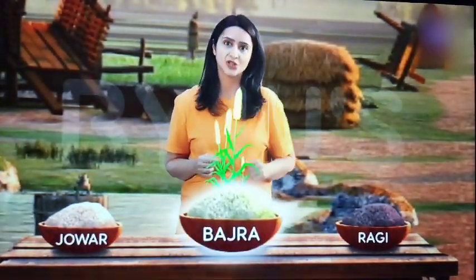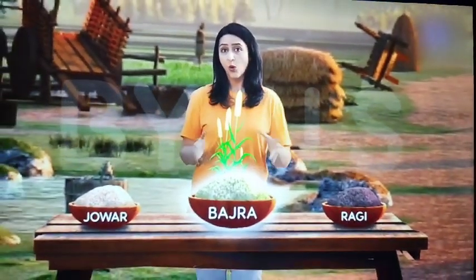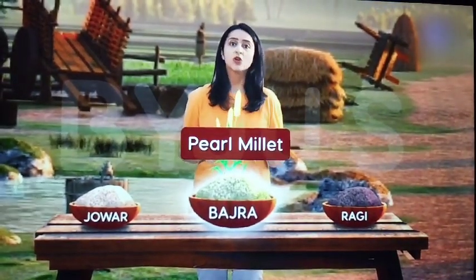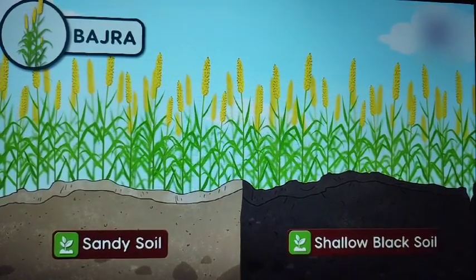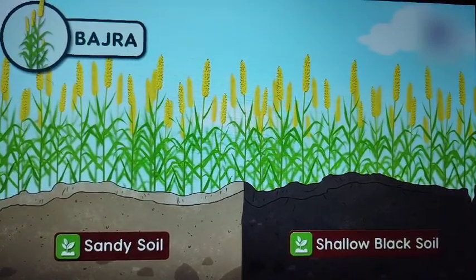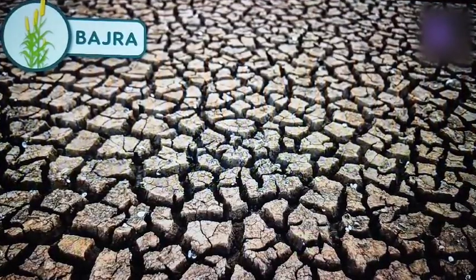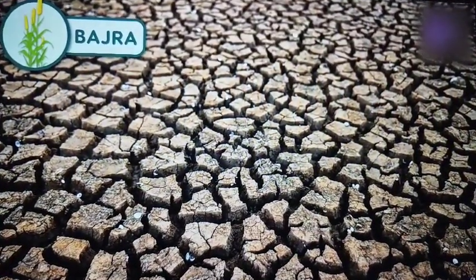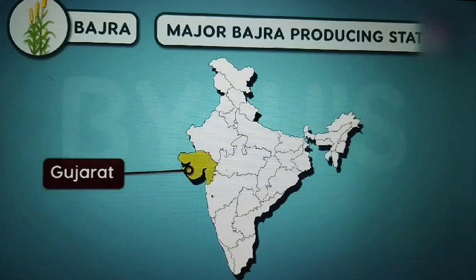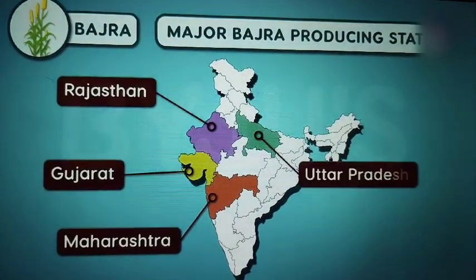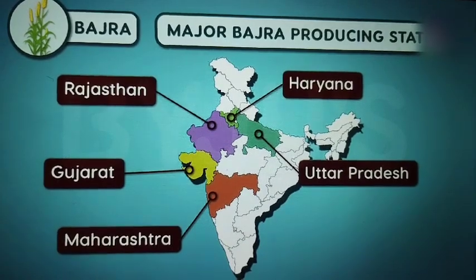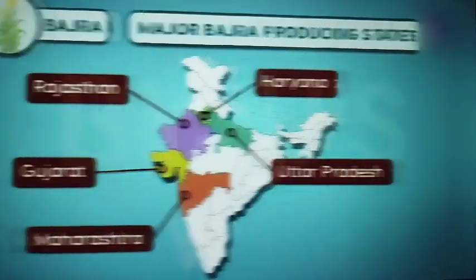Next up we have bajra. Bajra, also known as pearl millet, grows well on sandy soils and shallow black soil. It is a hardy crop which can resist frequent dry spells and droughts. Gujarat, Maharashtra, Rajasthan, Uttar Pradesh and Haryana are the major producers of bajra.